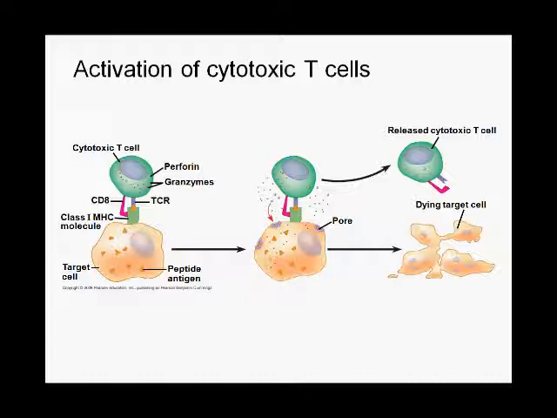What about cytotoxic T cells? The killer T cells. The killer T cells are differentiated from helper T cells because they have a different cell surface molecule called CD8. They also have T cell receptors. But killer T cells recognize antigen presented by MHC class I molecules. So remember, the class I MHC molecules are present in all cells of the body.